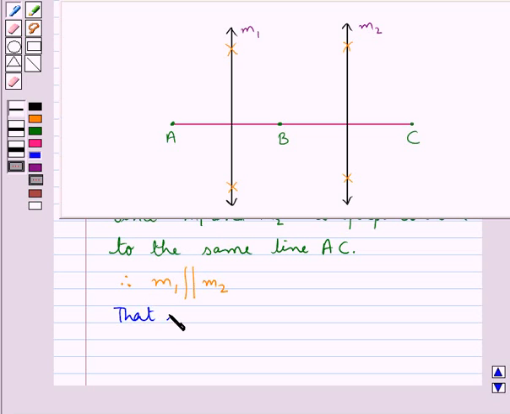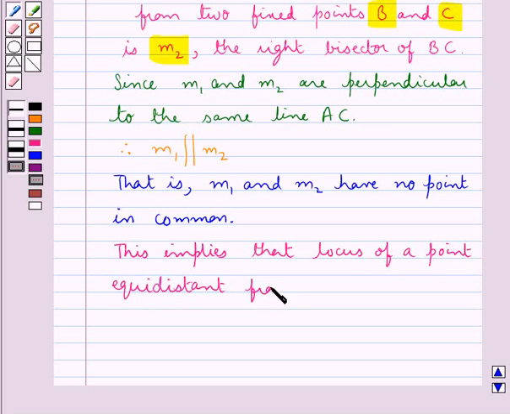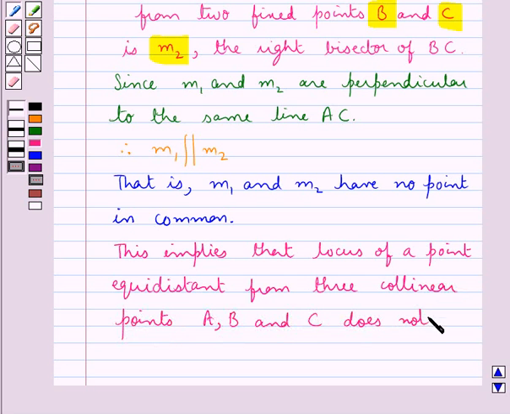That is, it means that M1 and M2 have no point in common. This implies that locus of a point equidistant from three collinear points A, B and C does not exist.